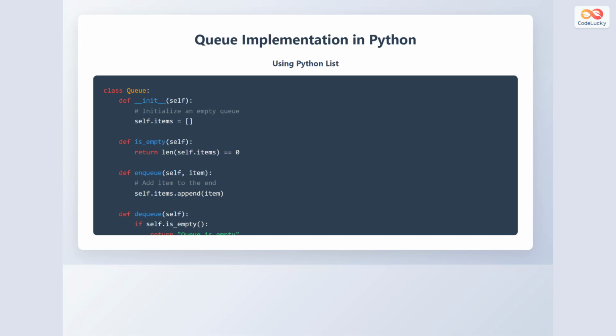Now let's see how to implement a queue in Python using a Python list. First, we define a class called queue. The init method initializes an empty queue using a Python list. The isEmpty method returns true if the queue is empty. The Enqueue method adds an item to the end of the queue using the append method. The Dequeue method removes and returns the first item from the queue using the pop method. The front method returns the first item of the queue without removing it. The size method returns the length of the queue.